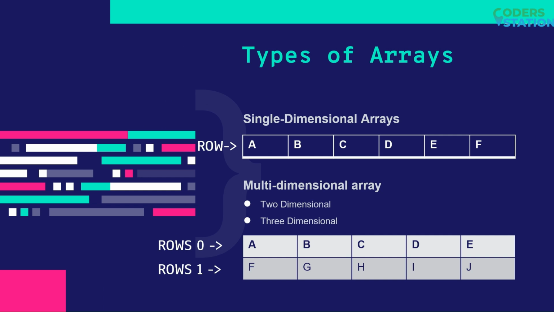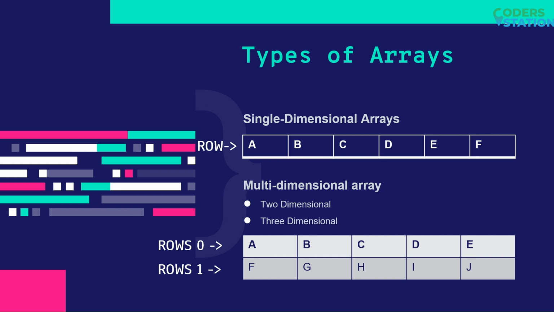Further, in multi-dimensional, we have two-dimensional and three-dimensional as its subtypes. In the multi-dimensional example, if we want to access the element h, then we will write the code as follows: column 2 of row 1. If we want to access the element a, then column 0 of row 0. Such is the logic of multi-dimensional arrays.